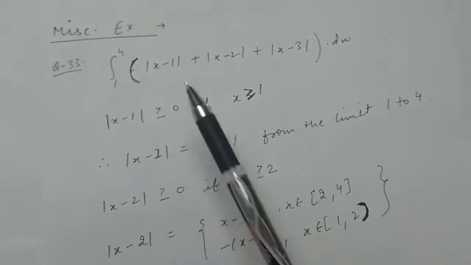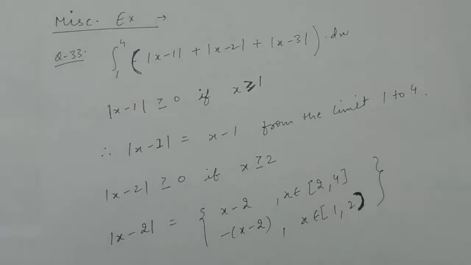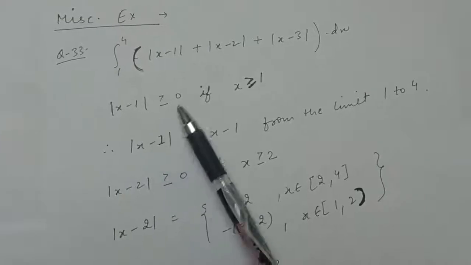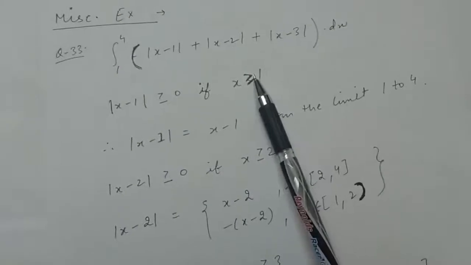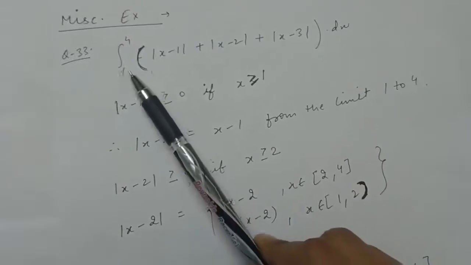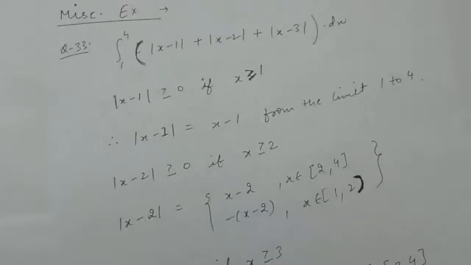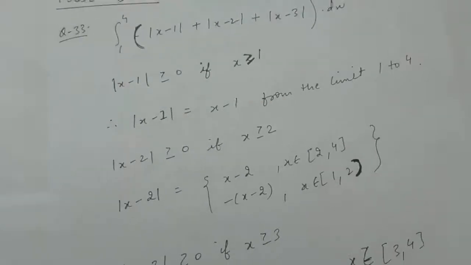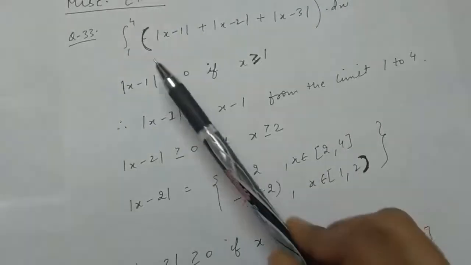So first of all we will check in this given interval when these modulus are positive and when these are negative, right? So modulus of x minus 1 is equal to 0 or greater than 0 when x is either equal to 1 or greater than 1, right? Therefore in this complete interval from 1 to 4, modulus of x minus 1 will be positive, right? Now modulus of x minus 2 is positive or equal to 0 if x is equal to 2 or greater than 2.